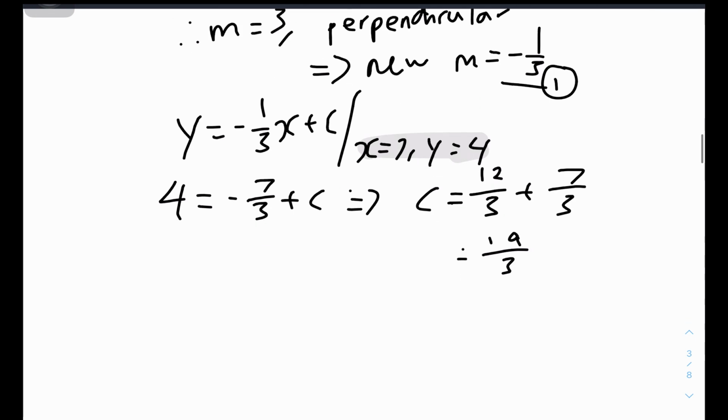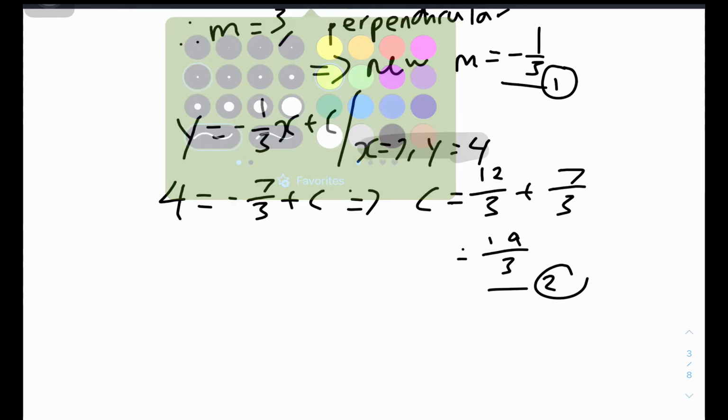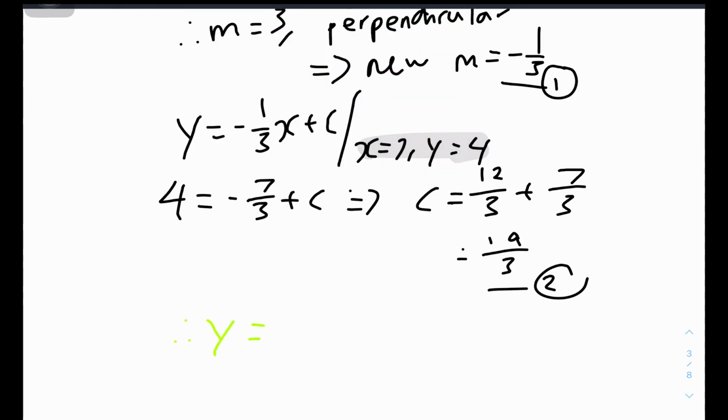So the final answer is, let's write it in a new color, y equals minus 1 over 3 x plus 19 over 3. And that's the final answer.